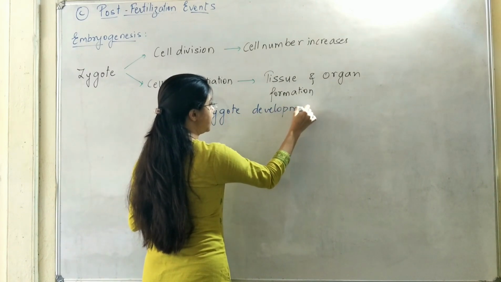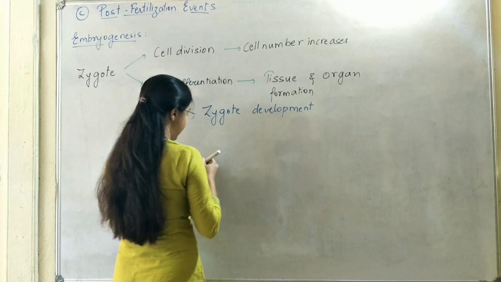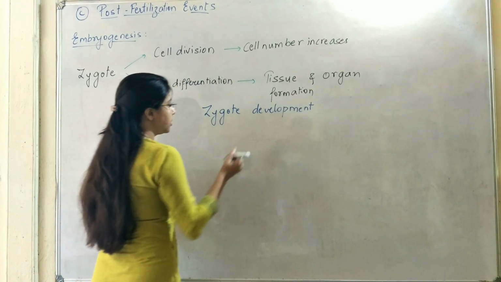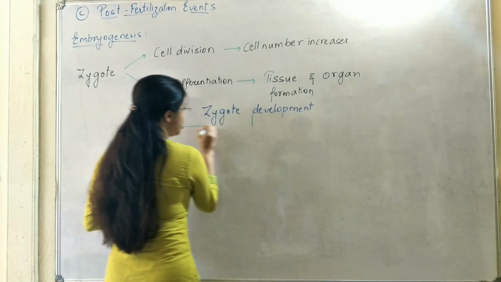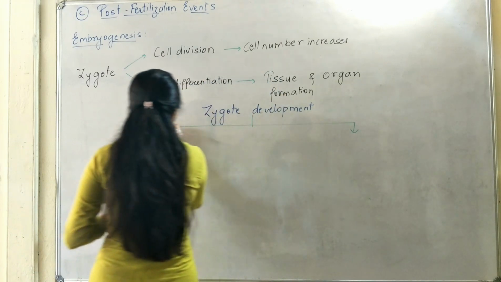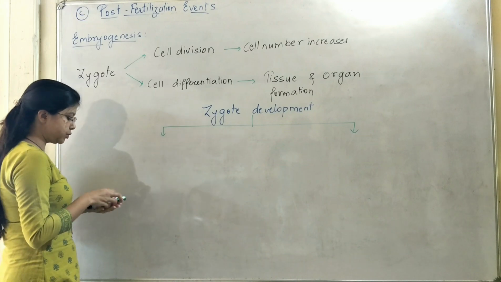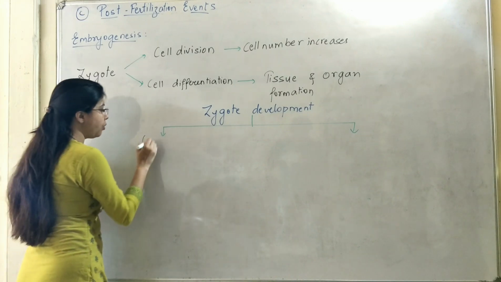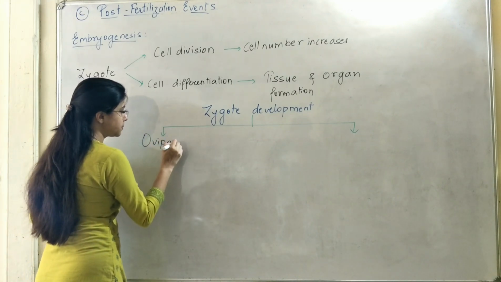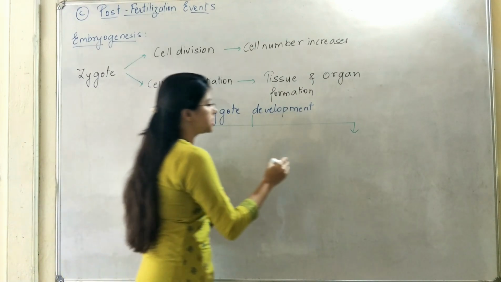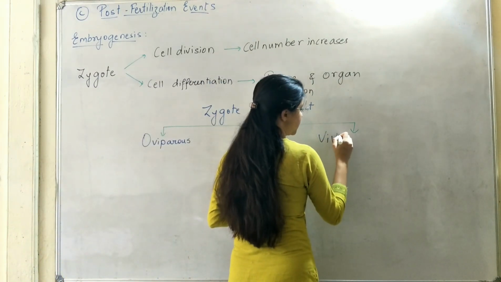how it is taking place, and in which manner the offspring is going to be released out. Depending upon that, there can be two types of organisms. You can say oviparous organisms and viviparous organisms.